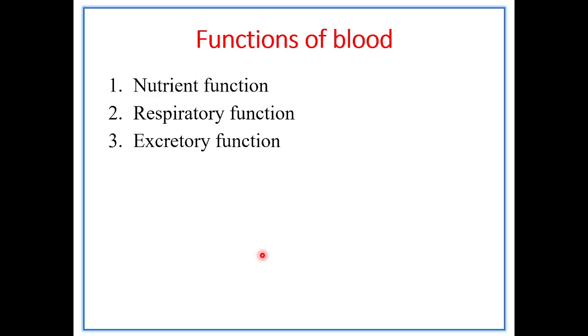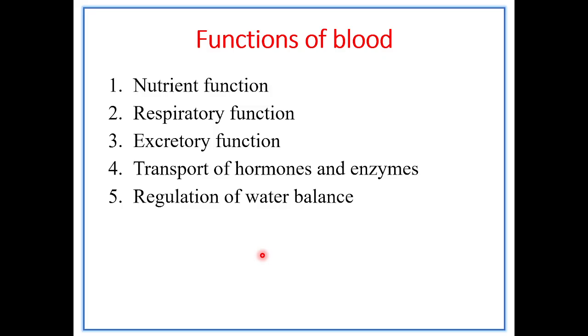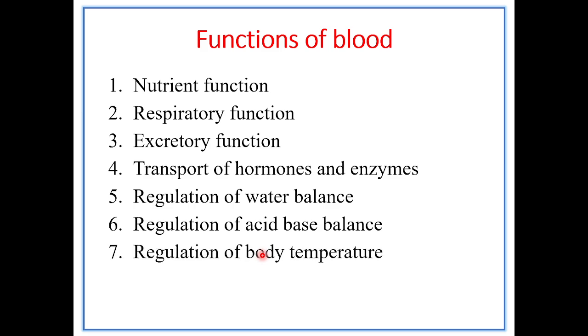They play the excretory function also. The waste products formed during the various metabolic reactions in the tissues are removed by blood and carried to the excretory organs like kidney, skin, liver, etc. They transport the hormones and enzymes. The hormones and some of the enzymes are carried by the blood to the different parts of the body from the source of secretion. Next function is regulation of the water balance. Blood also regulates the water balance of the body. They also regulate the acid-base balance because the plasma proteins and hemoglobin act as a buffer and help in the regulation of the acid-base balance.